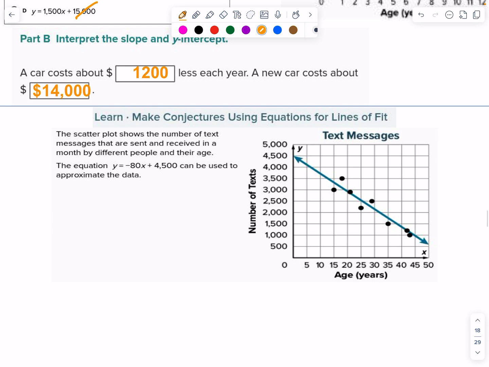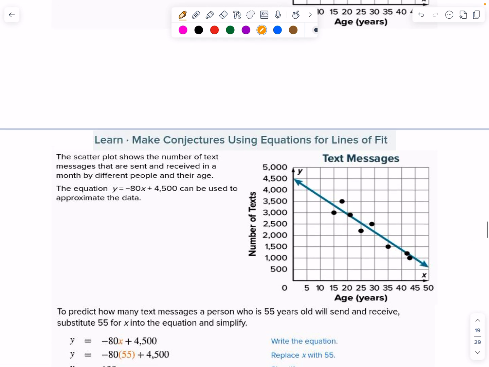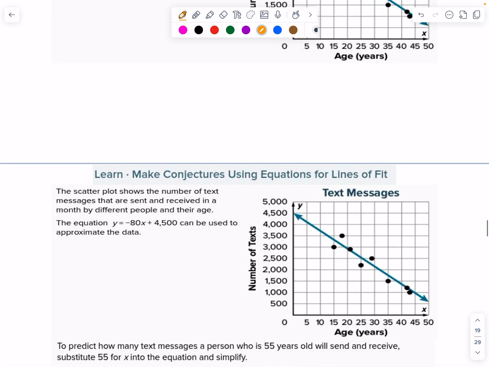All right, the scatter plot shows the number of text messages that are sent and received in a month by different people and their ages. They gave us the equation here, which can be used to approximate the data. So they're giving us this equation. Now, it says to predict how many text messages a person who is 55 years old will send and receive, substitute 55 for X into the equation.